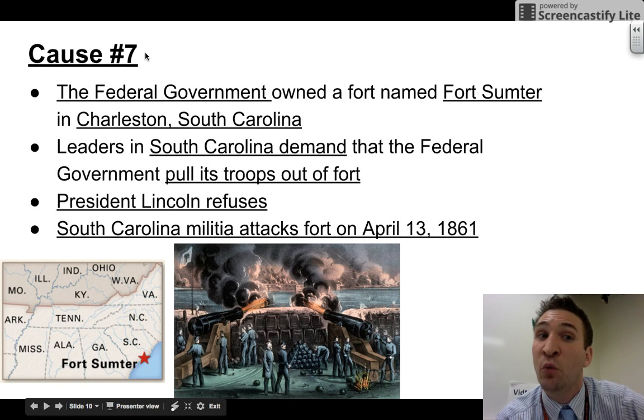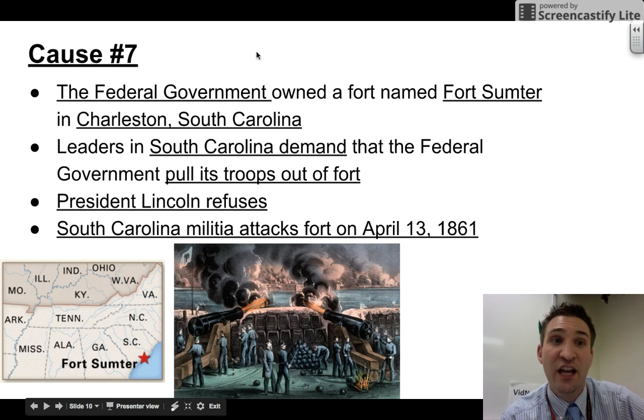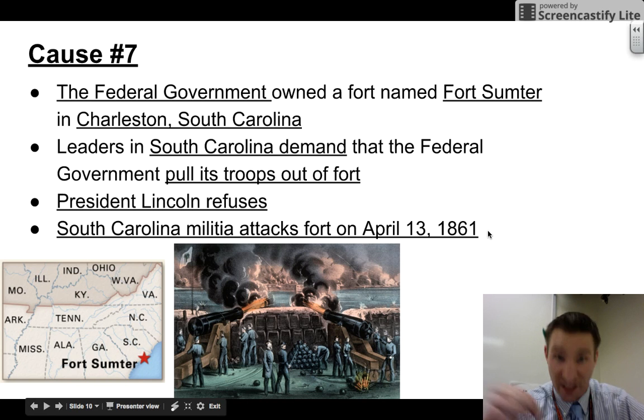Cause number 7 of the Civil War. The federal government owned a fort named Fort Sumter in Charleston, South Carolina. Leaders in South Carolina demanded that the federal government pull out its troops. President Lincoln refuses to do so. This is my federal fort. These are my troops. They stay in the South. Well, South Carolina and its militia attack the fort on April 13th, 1861. Shots fired. This is the start of the fighting of the Civil War.